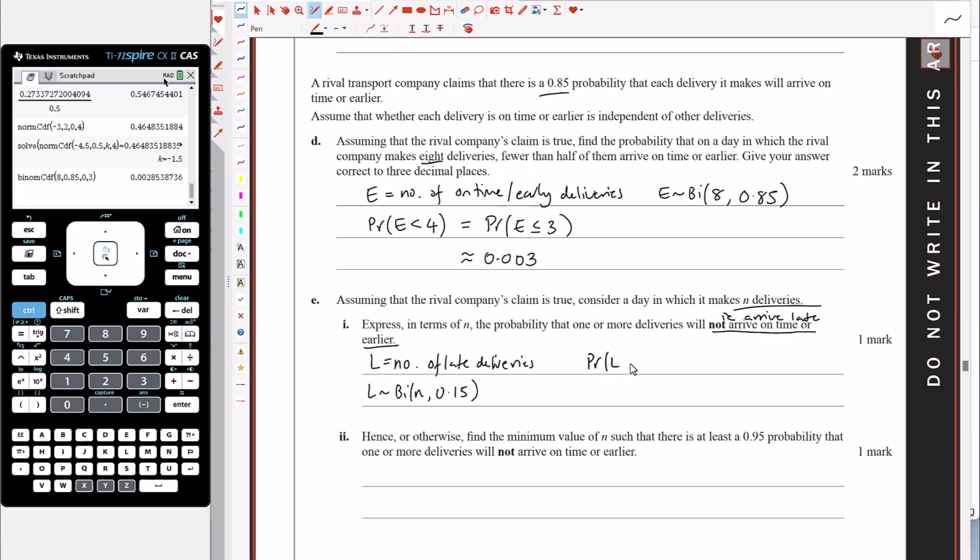So the probability that the number of late deliveries is one or more is 1 minus, now we want an expression involving n, so it's not just about using our CAS here. So that's going to be 1 minus the probability that we get no late deliveries. So that is 1 minus n choose 0, 0.15 to the 0, and 0.85 to the n. And n choose 0 is 1, 0.15 to 0 is also 1, so it's just 1 minus 0.85 to the power of n.